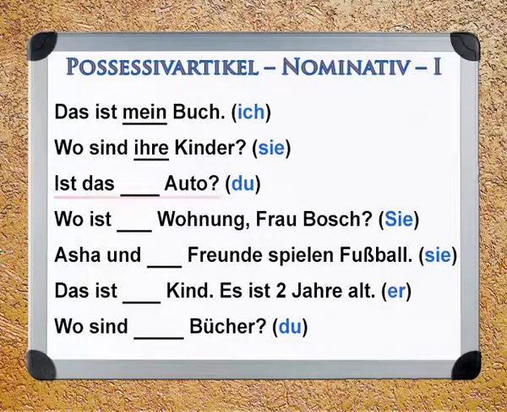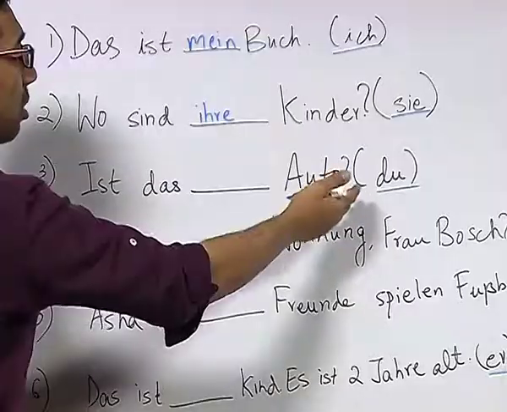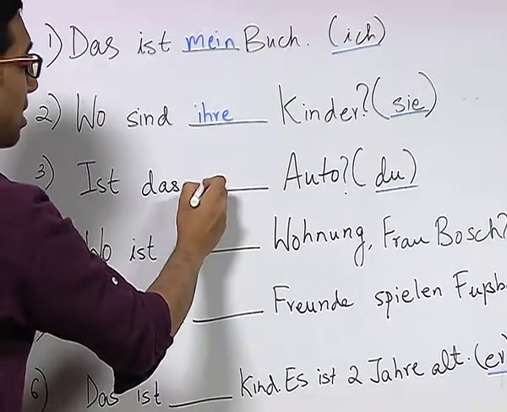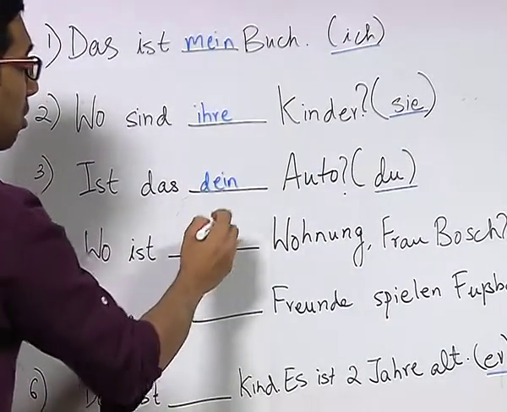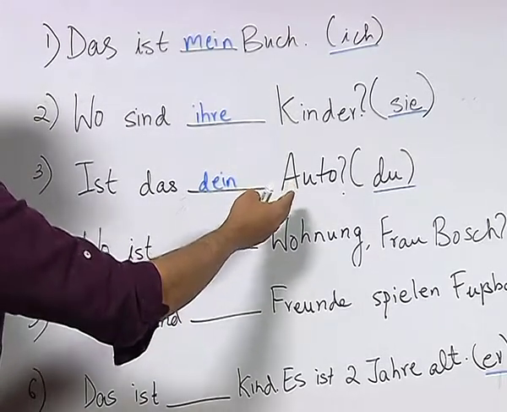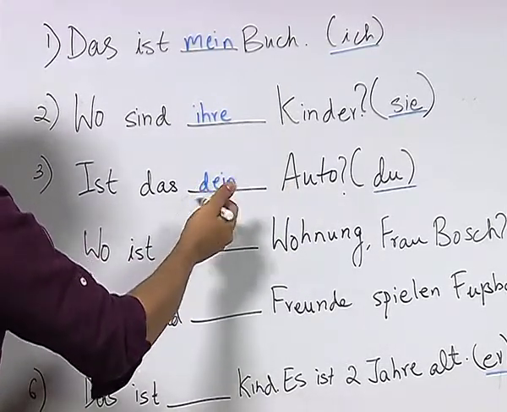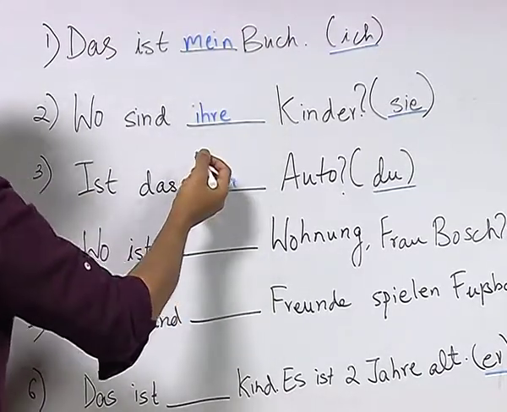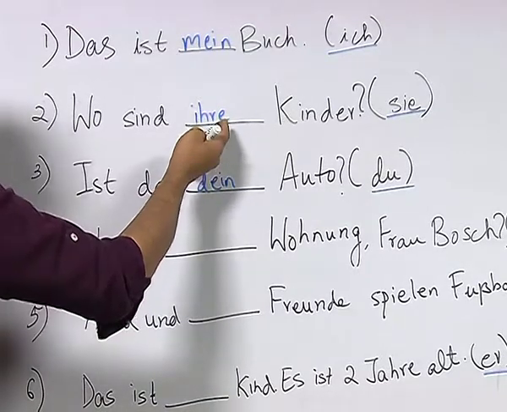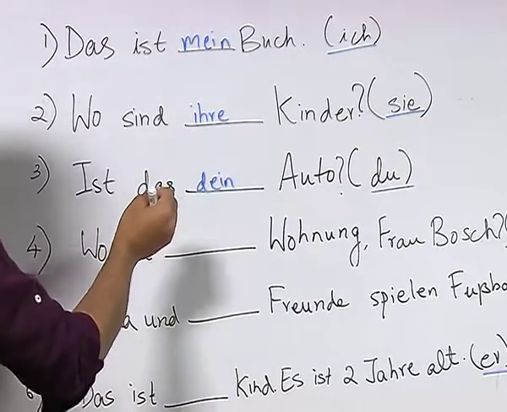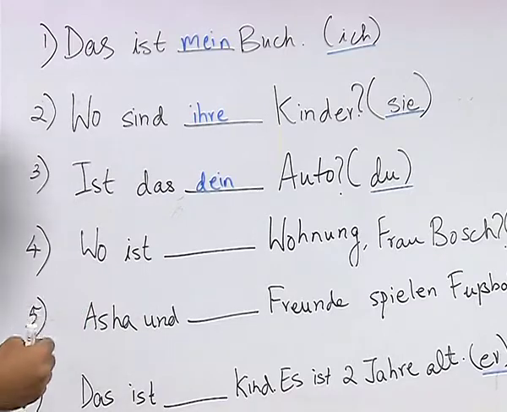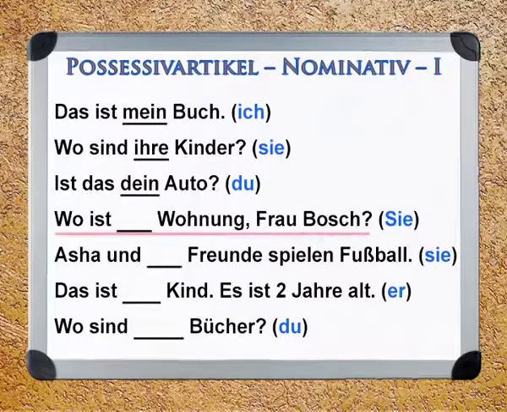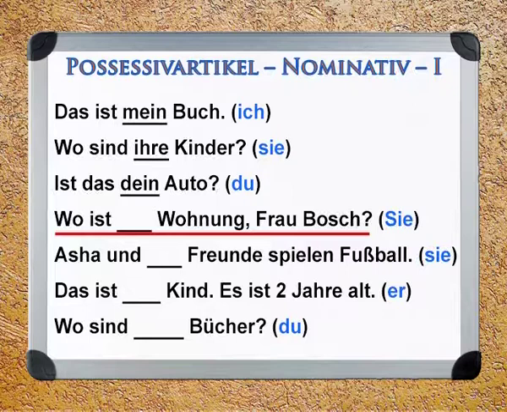Now, let us look at this question. Ist das Auto? Now, look at the pronoun du. Here for du, the possessive article is written as dein Auto, because Auto, the noun, is in neutral gender, and we know that nouns of neutral gender or masculine gender do not have any ending. It is only valid in case of plural or feminine nouns, like in the fourth example. Wo ist Wohnung Frau Bosch?